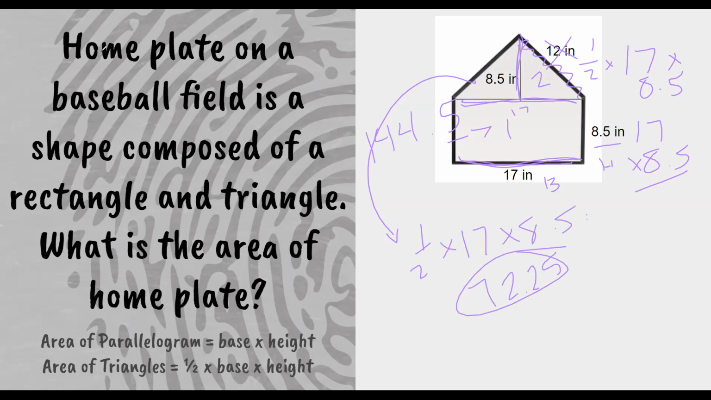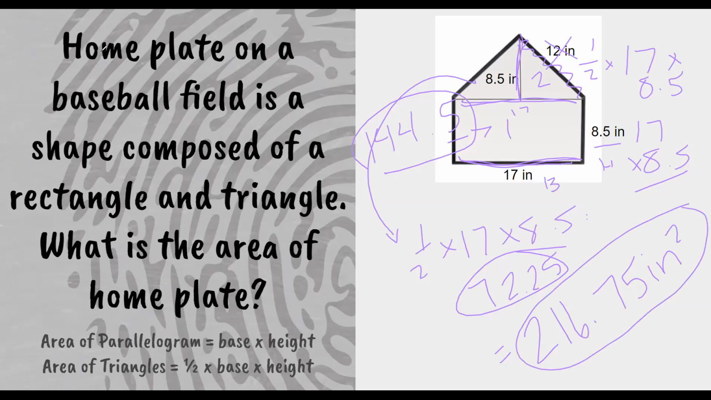So I have this area and I have this area, and then I'm going to add the two of those together. So 72.25 plus 144.5 gives me a total of 216.75, and this was in inches, and it's going to be squared. Okay. So just finding the area of individual shapes and then adding them together.